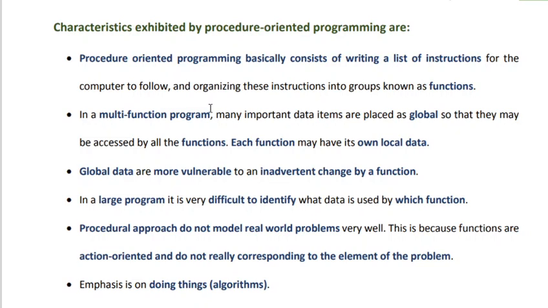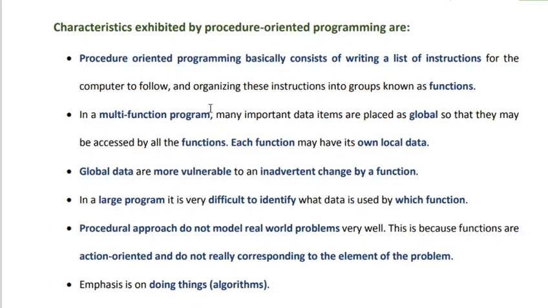In procedure-oriented programming, the program is organized as a collection of procedures, where a procedure can be interpreted as a list of instructions capable of performing a certain operation. So procedure-oriented programming basically consists of writing a list of instructions for the computer to follow, and organizing these instructions into groups known as functions. In a multifunction program, many important data items are placed global so that they can be accessed by all the functions. Each function may have its local data as well.